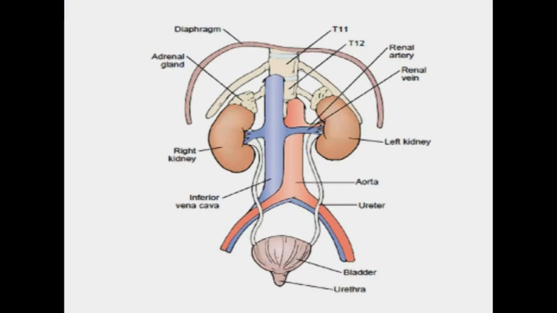This is just the diagram to show you how kidney is situated or placed with respect to other organs. Diaphragm is on top, and if you see the vertebrae T12 to L2 behind the kidneys, there are the adrenal glands on top of the kidneys, and then how kidneys drain into ureter, bladder, and then the urethra.